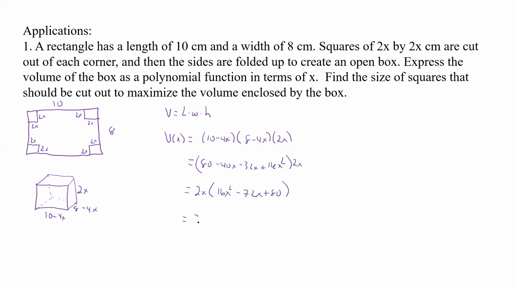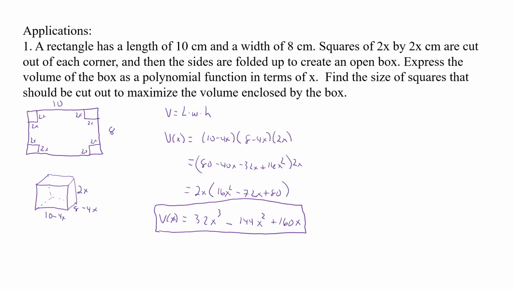So now I multiply here. That's going to give me 32x to the third, and then minus 72 times that, which is going to be 144x squared, and then 2 times that is going to be plus 160x. And so that is my V of x. That's the volume of the box expressed in terms of x, and that would be what they want for that first part. So that's good to go there.